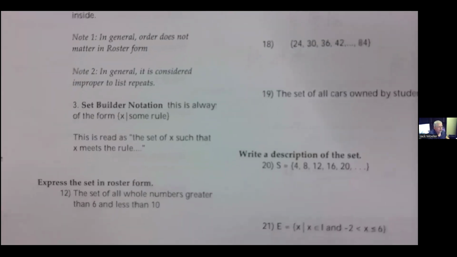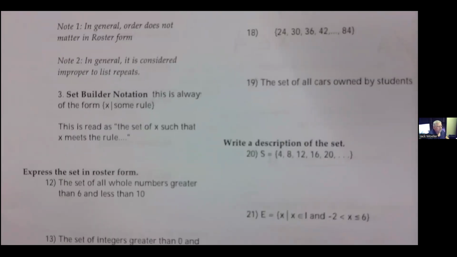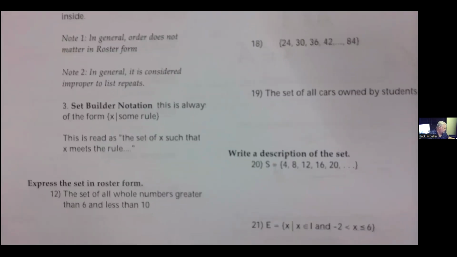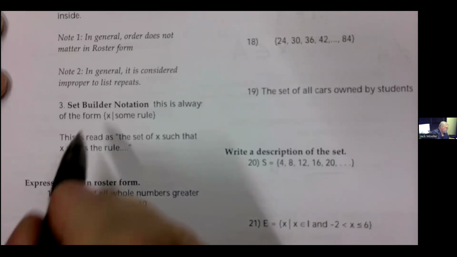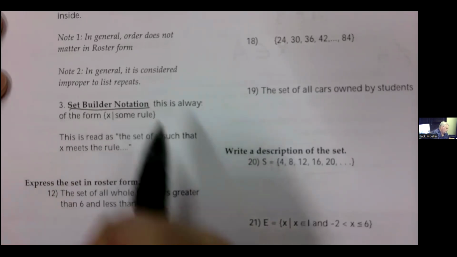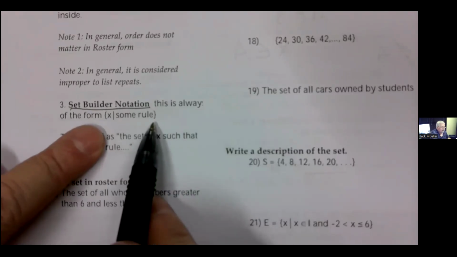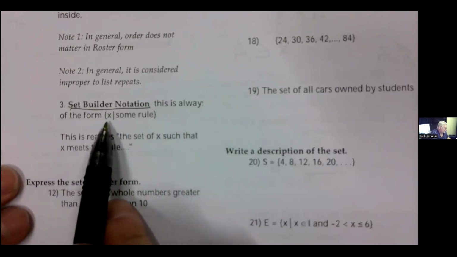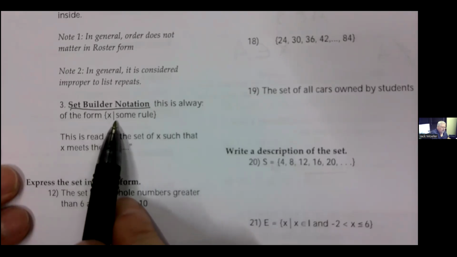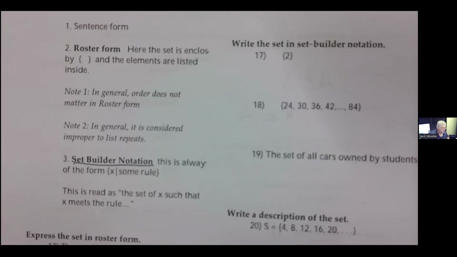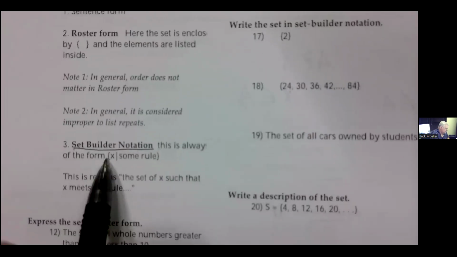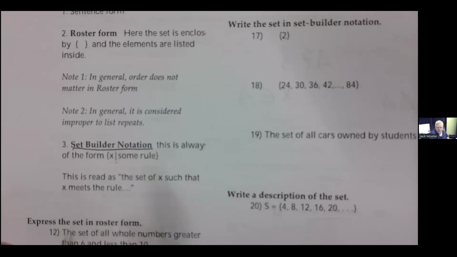Okay, so let's go back to the way we write sets. The last one, which is going to be new for almost everybody, is something called set builder notation. Anytime you have set builder notation, it's a set, so it's going to have curly brackets. You're always going to see an X, and you're going to see a vertical bar. The way you read this is the set of X such that, because that little vertical bar means such that.